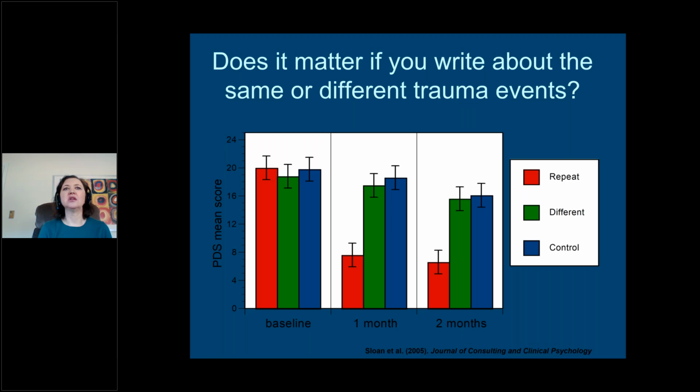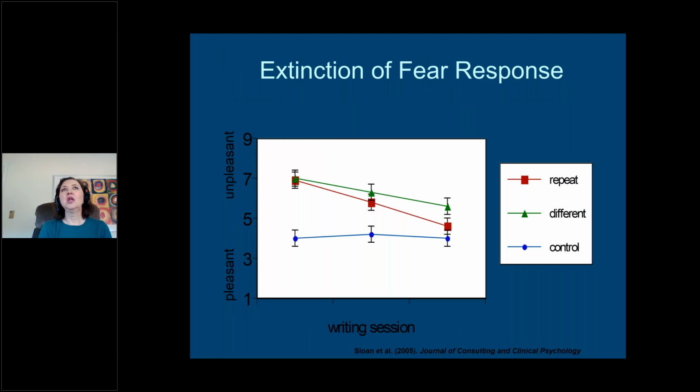So what about this extinction effect? This is self-reported emotion ratings. We looked at both this and heart rate in the study, and the findings were similar. What we found was that both trauma writing groups did have a significant reduction across the 3 sessions in their negative affect ratings. But the people that wrote about the same event each time got an even better, more significant reduction in their negative affect ratings, to the point where they were not different from the control participants.